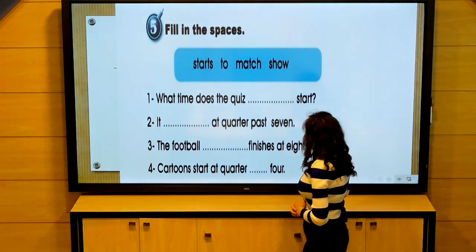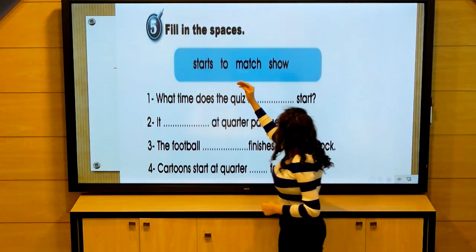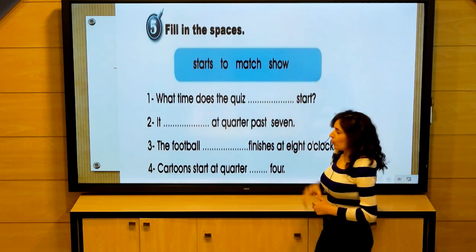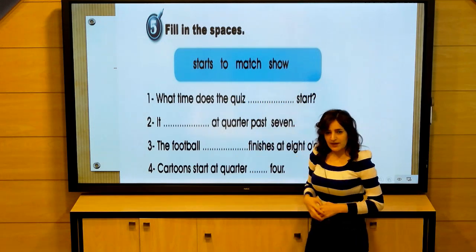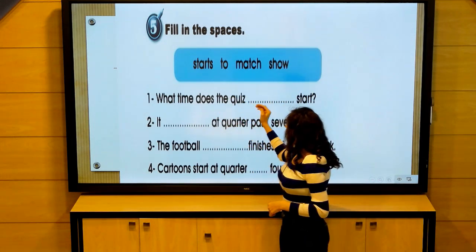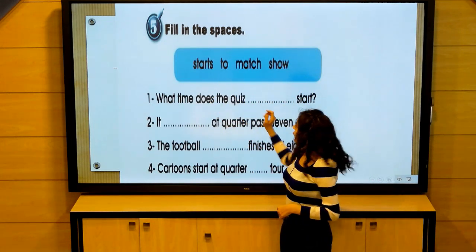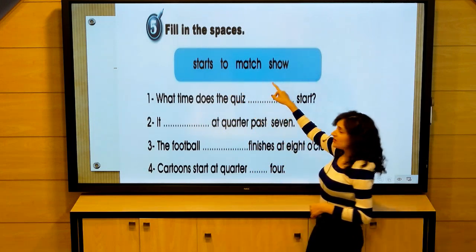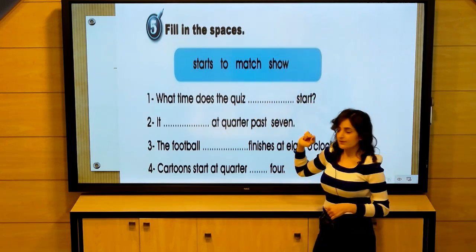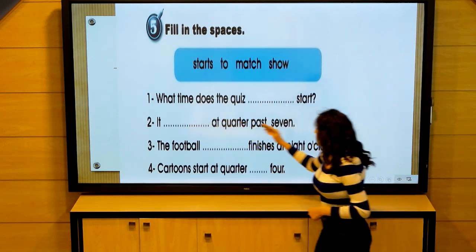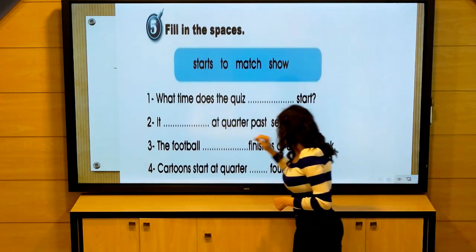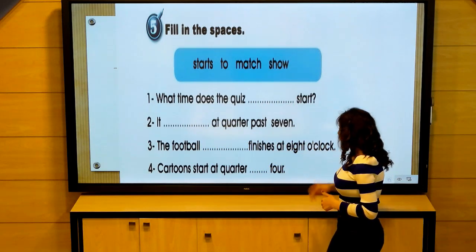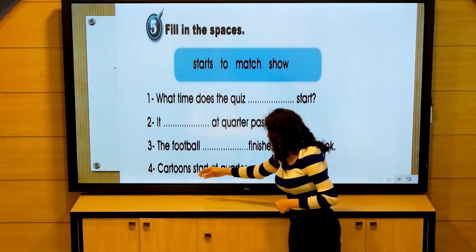Fill in the spaces. Starts, match, show. Put the words in the correct place. Number 1. What time does the quiz show start? Number 2. It starts at 7:15. Number 3. The football match finishes at 8:00. Cartoons start at 4:15.